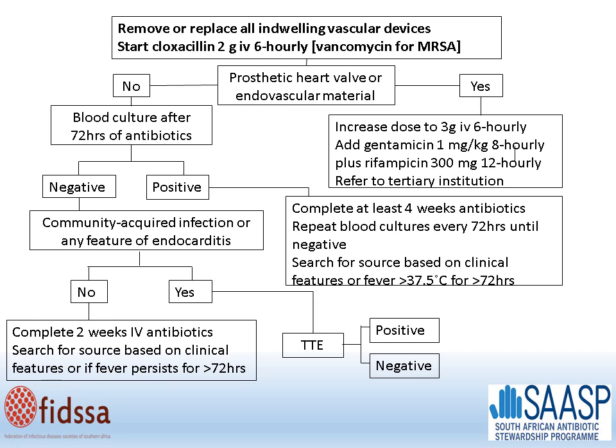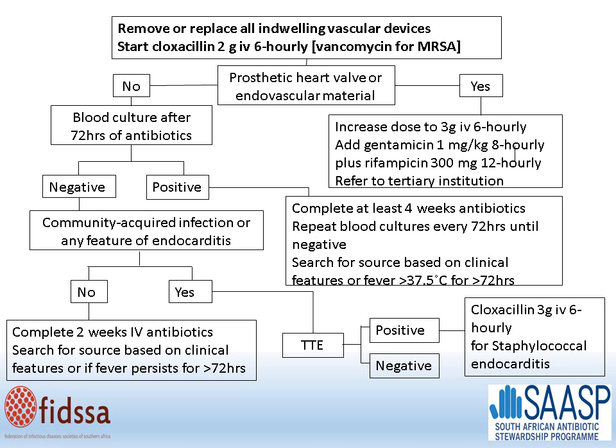If the patient does have community-acquired infection or features of endocarditis, they need to have an echo. It's likely that the echo that will be available will be transthoracic. If that's positive, then the patient has endocarditis. You need to increase the dose of cloxacillin, and if possible, you need to involve specialists. If endocarditis is ruled out, then the patient requires 2 weeks of IV therapy as before.